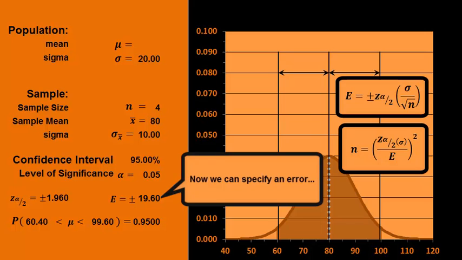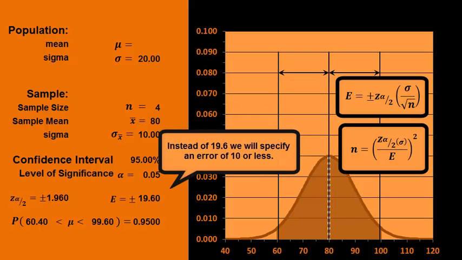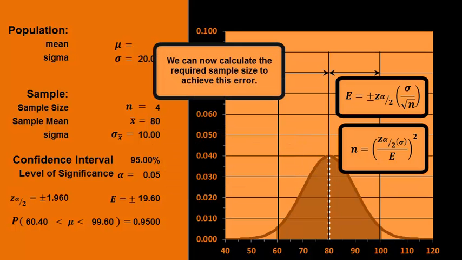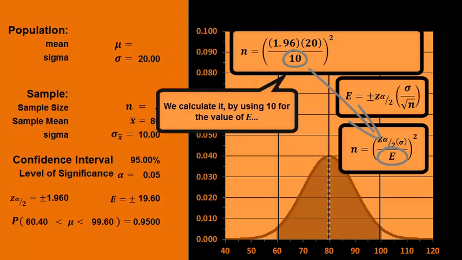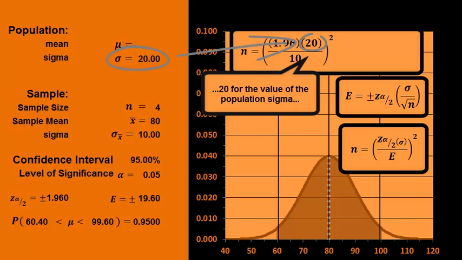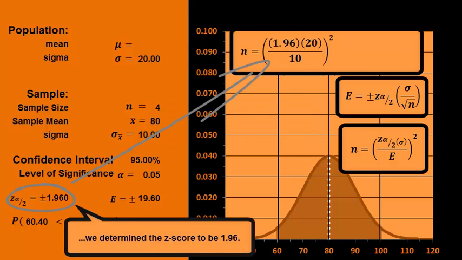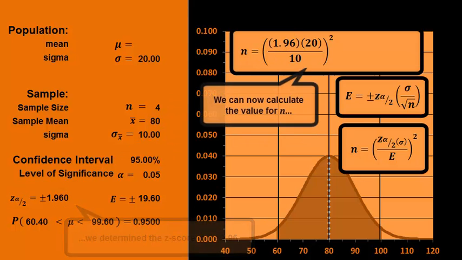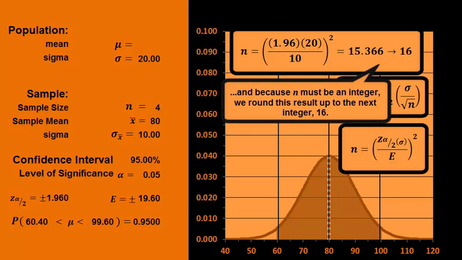Now we can specify an error and calculate the sample size required to achieve the specified error. Instead of 19.6, we will specify an error of 10 or less. We can now calculate the required sample size to achieve this error. We calculate it by using 10 for the value of E, 20 for the value of the population sigma, and recall for the confidence interval of 95%, we determined the z-score to be 1.96. We can now calculate the value for n, and it is 15.366. And because n must be an integer, we round this result up to the next integer, 16.